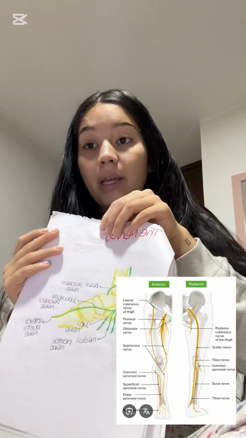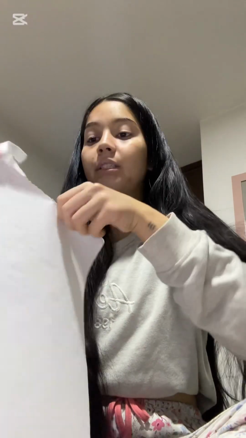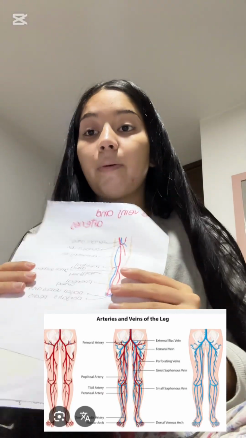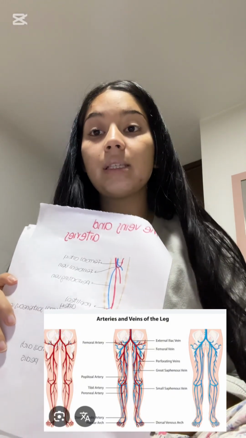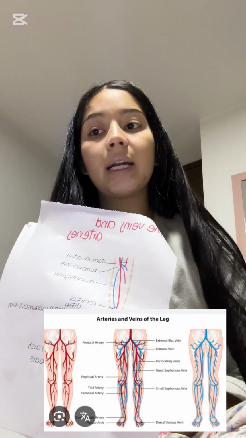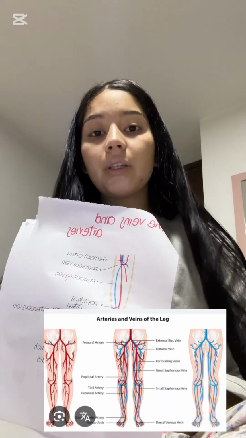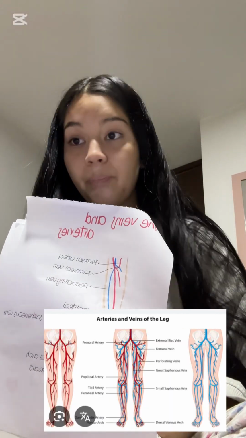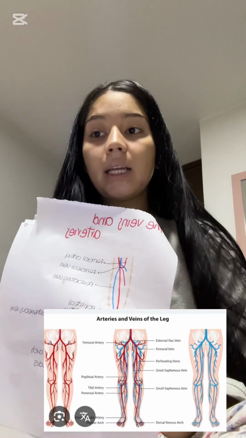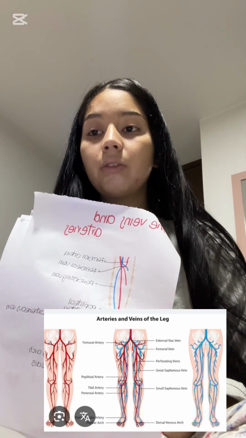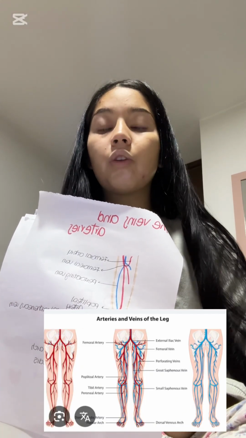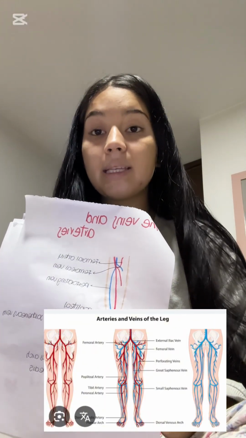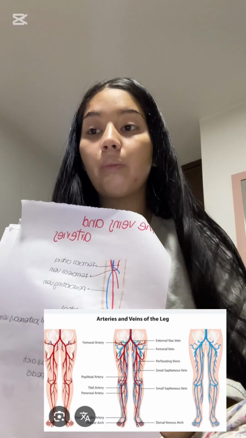The blood supply begins with the popliteal artery, which divides into two main arteries: the anterior tibial artery and the posterior tibial artery. The anterior tibial artery travels to the front of the leg and continues onto the dorsum of the foot as the dorsalis pedis artery, an important pulse point.